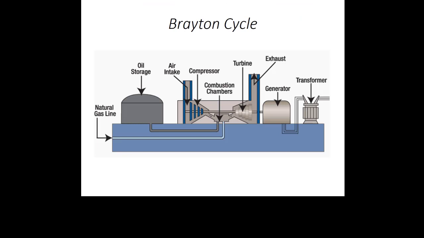So today we're going to take this same methodology and superimpose it on a different kind of power plant. Today we're going to talk about natural gas power plants, and natural gas power plants run on something we call the Brayton cycle.